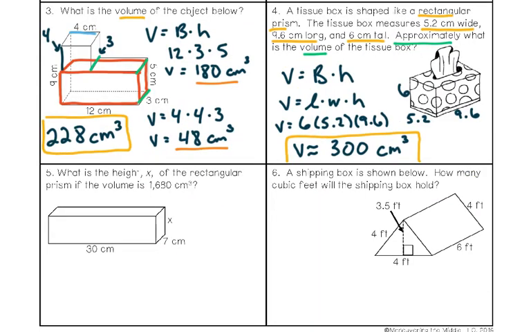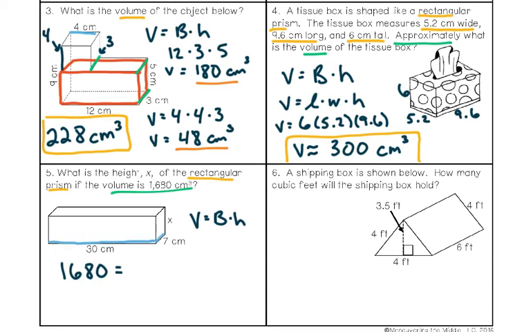Number 5 is a question about a rectangular prism, and we have the volume of this one. So what we're going to do is write down our formula and then plug in our values. The formula for a rectangular prism is volume equals area of the base times the height. Since it tells me the volume, I'm going to start by writing that down because that's what's written in our formula. So 1,680 equals, and then we need the area of the base.